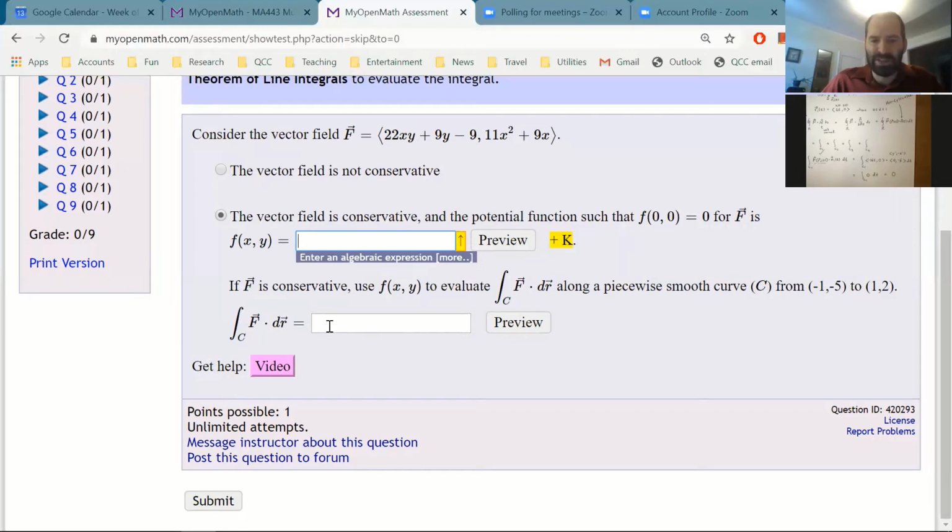It should be very easy to do because the fundamental theorem is a very nice theorem. It tells you how to do this integral very, very quickly, all right? So it's not going to be much work once you find the potential function. I think that's the hardest part.